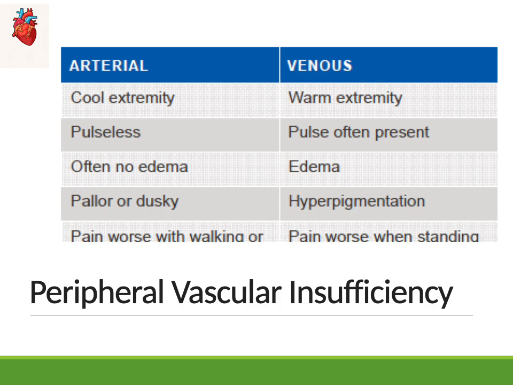Venous, these patients tend to have warm extremities. They also often have a pulse. Pulses are present. They're going to be edematous. They may have hyperpigmentation. Pain is worse with standing, with relief when they sit. And so those patients will need more of a venous Doppler. An arteriogram will need to be done for a patient we suspect arterial insufficiency, and look to see how much constriction is there.